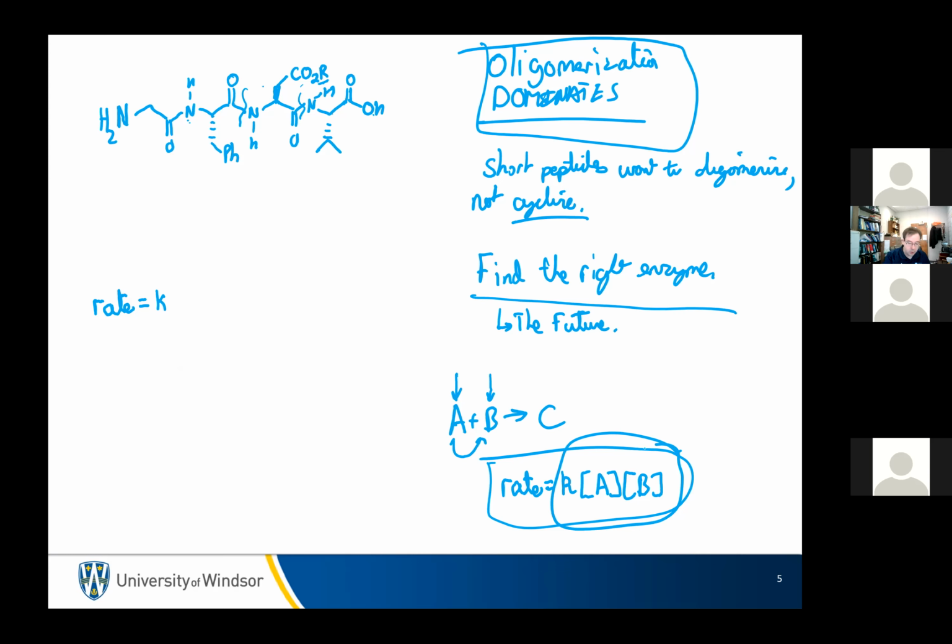Okay, so if we talk about the intermolecular, the oligomerization one, what goes into the rate of the oligomerization reaction? What's in the rate determining step? What needs to come together?